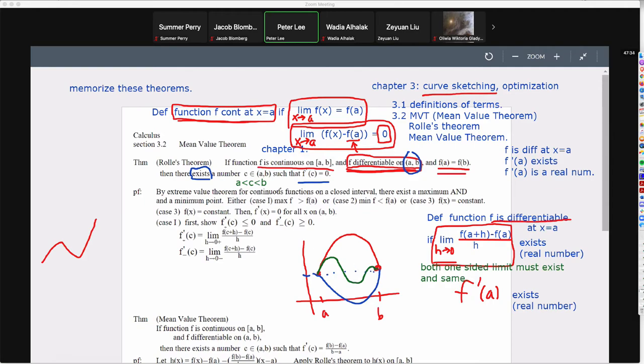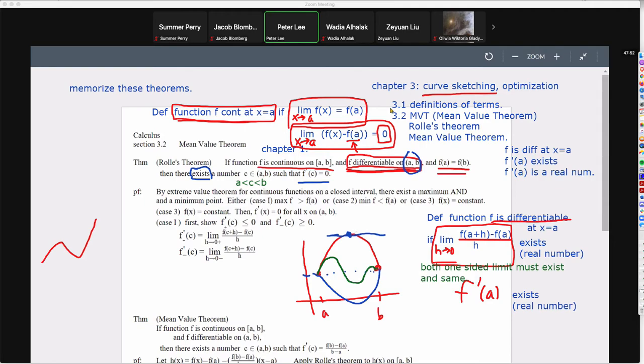So in this case, the conclusion is that there will be a point where the derivative is equal to 0. Derivative 0 means this right here. If you look at the red curve over here, there is a point right there where the derivative is 0. That means at that point, we have a horizontal tangent line.